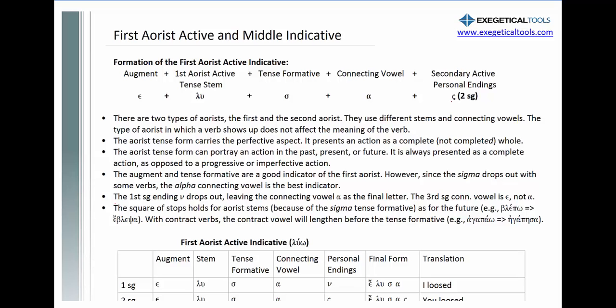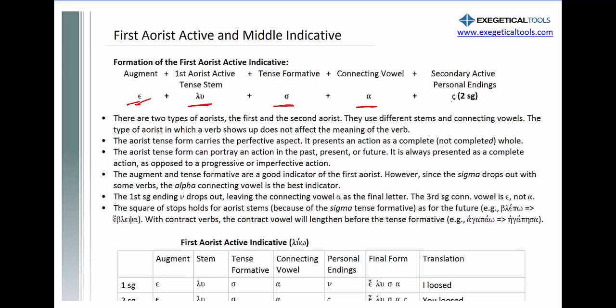So the formation of the first aorist, active indicative, there's two types of aorist, and so we'll get to the second aorist in the next video. But in this one, we're just looking at the first aorist, and this one has 5 different constituent parts, as you can see. If you're going to form this, first of all, you have an augment, and then secondly, you have that first aorist active tense stem. So for luo, it's simply lu, because luo is very regular, but for other verbs, it'll be different. Then you have a tense formative, which is sigma, and then an alpha connecting vowel. And then you have the secondary active personal endings.